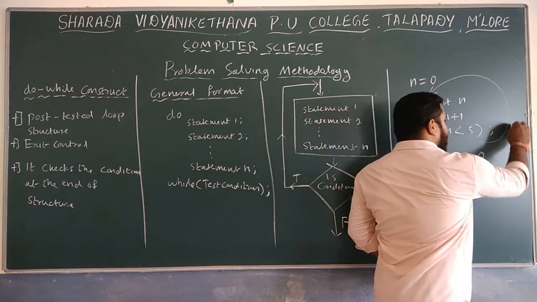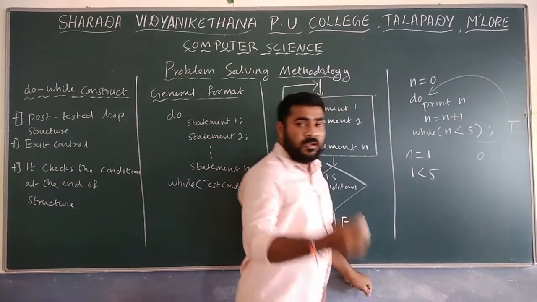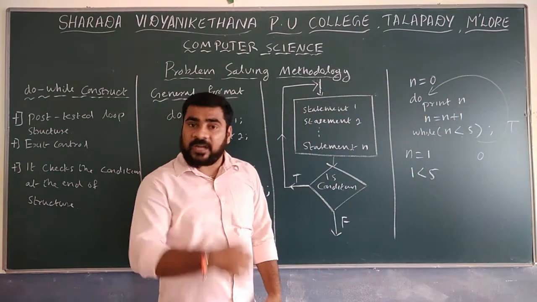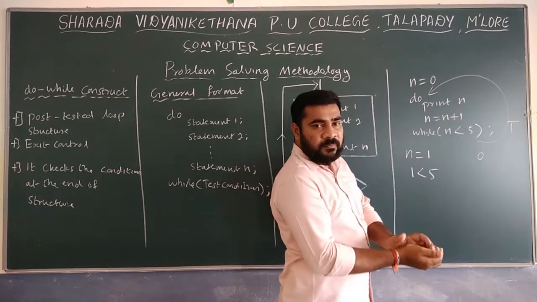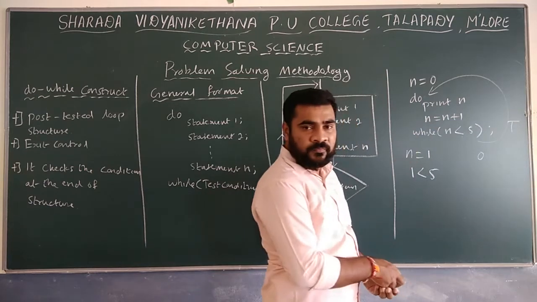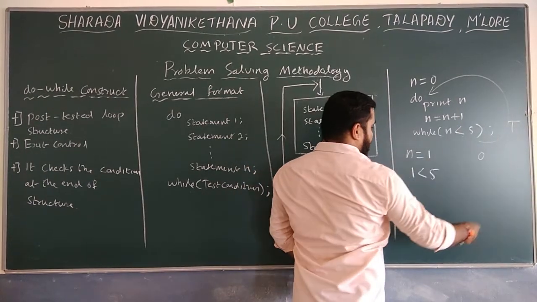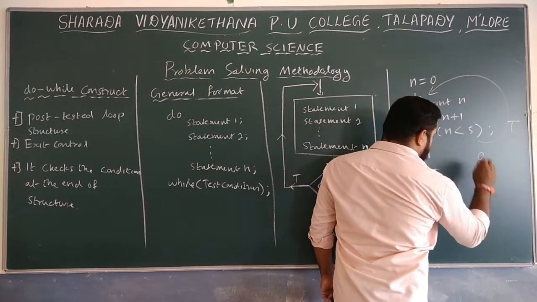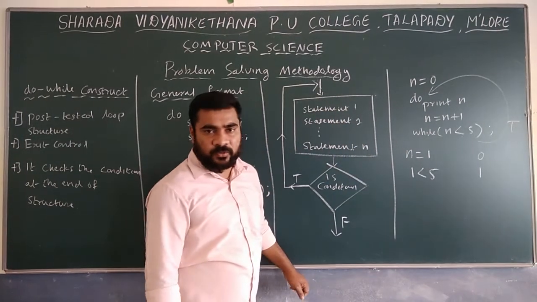Whenever the condition is true, control moves back to where we wrote the do, and from there the statements are going to repeat. Not the previous steps; previous steps are not going to repeat. Where you wrote the do, from that point it repeats. So next, print n. The value of n is 1, so 1 is printed.